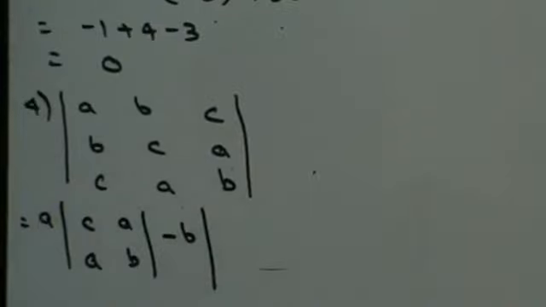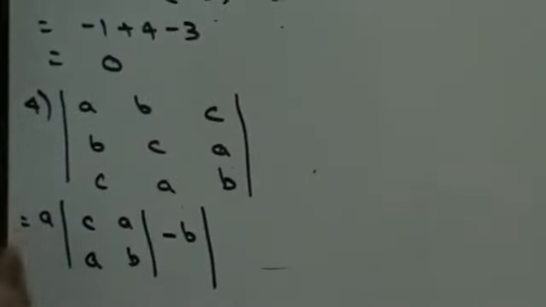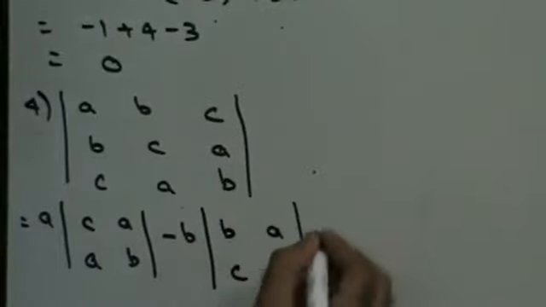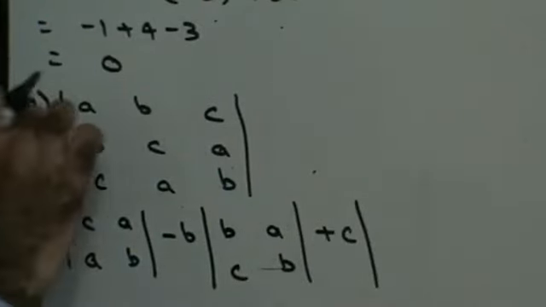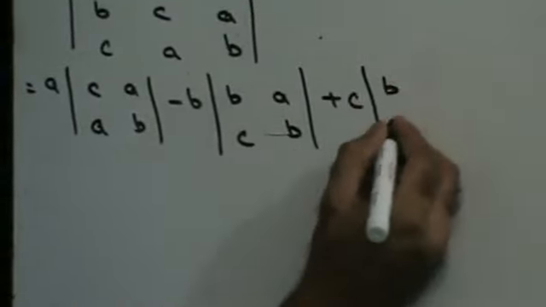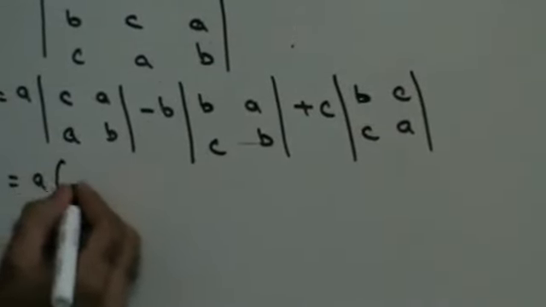Take the second element of the first row. That means now I cannot take the first row and the second column. If I cannot take the first row and the second column, then this will be B, C, A, B, plus C. Why plus? That's a part of the formula. I'm taking C. If I take C, I cannot take the first row and the third column. That means this will be B, C, C, A. So in that case, this will be A.